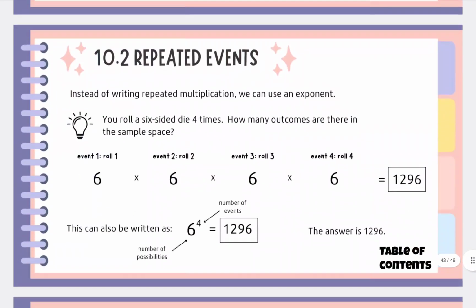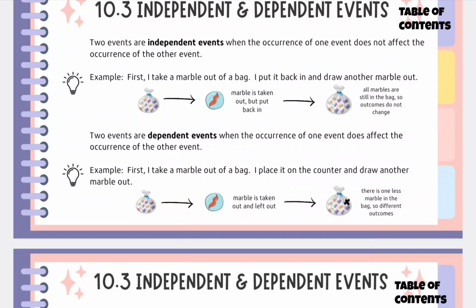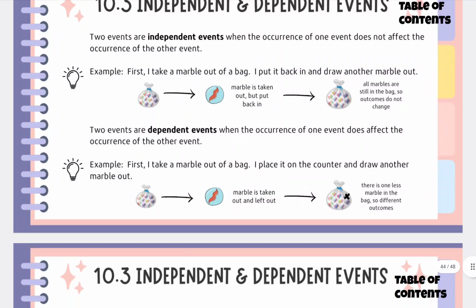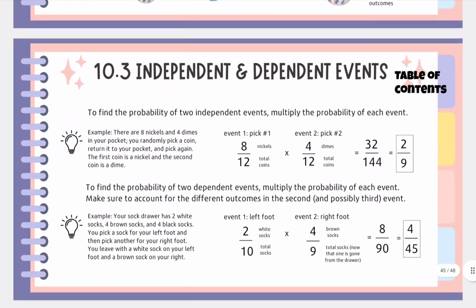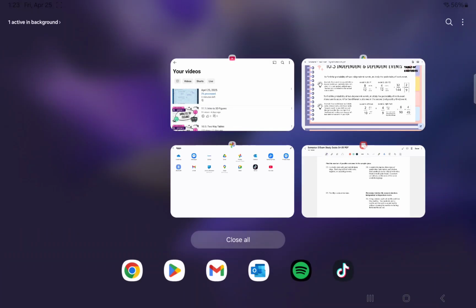Fundamental counting principle, the repeated events. These independent and dependent, if you forget what this is, if you just read this out, this should make sense. And also remember, use these examples, okay? All right, let's go back though.